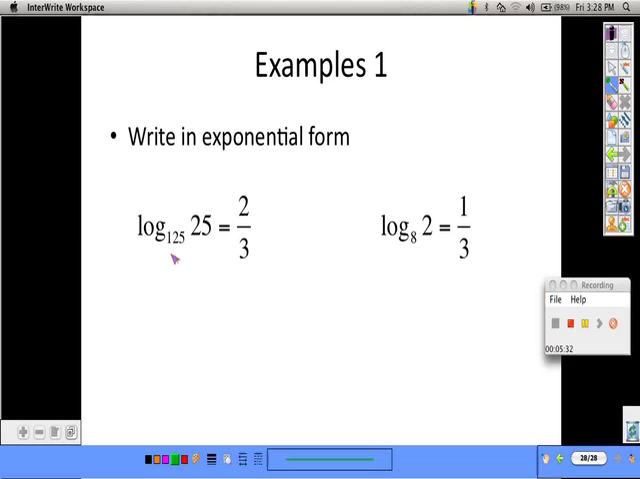The base of this logarithm is 125. Logs are equal to exponents, so the exponent is 2/3, and then we're equal to 25. And you could plug this into your calculator to verify that power. The second one, the base is 8. The log is equal to 1/3, so that's our exponent. This is equal to 2.